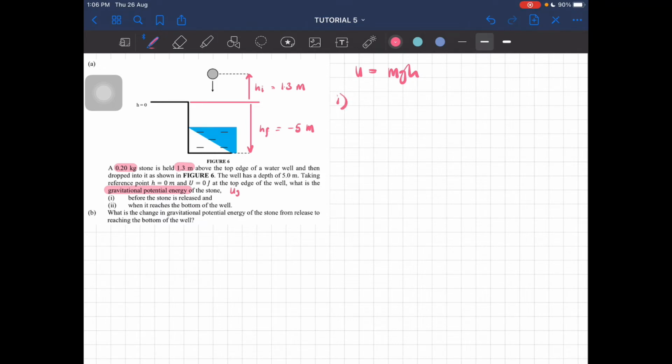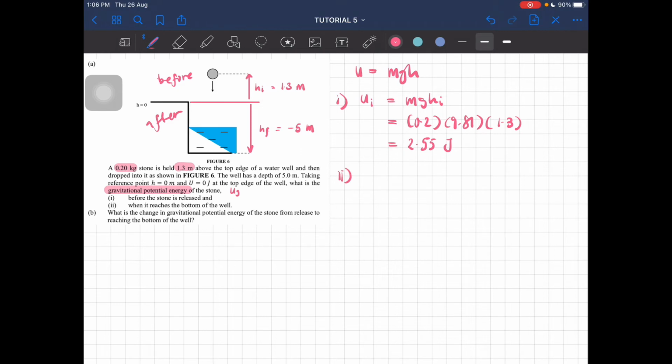Before the stone is released, so this is the before, this is the after. Okay, so before the stone is released, I'm just gonna call it initial, so mghi. Okay, so we have the mass, which is 0.2 kilogram times 9.81 times the initial height, which is 1.3. Okay, so calculate that. You'll then get 2.55 joule as the gravitational potential energy before the stone is released.